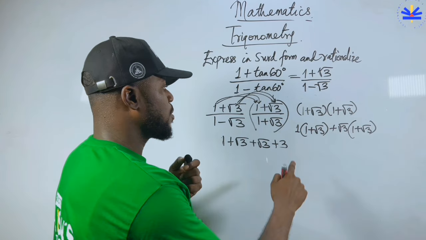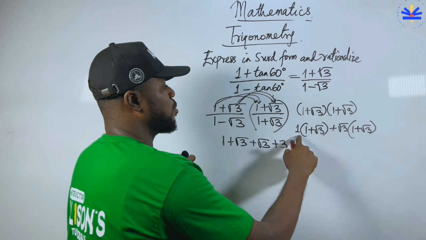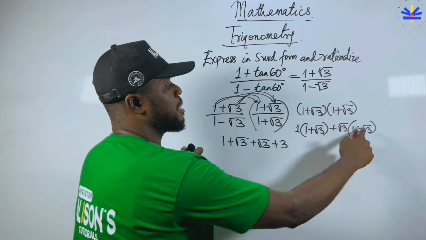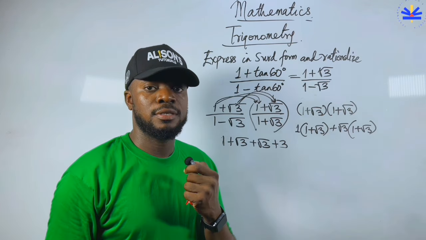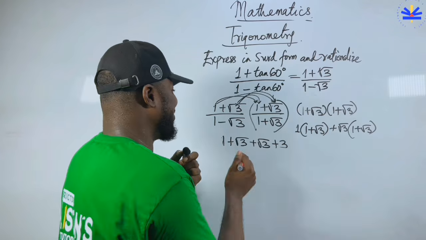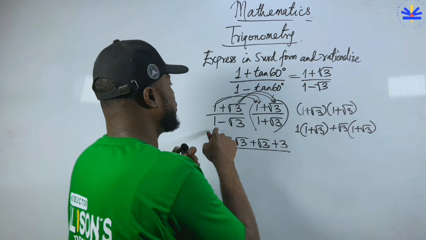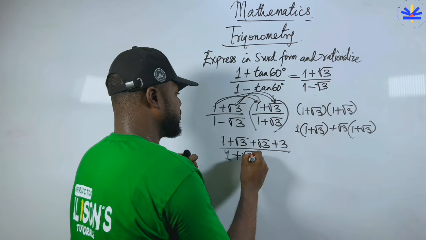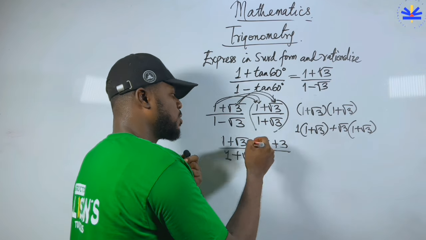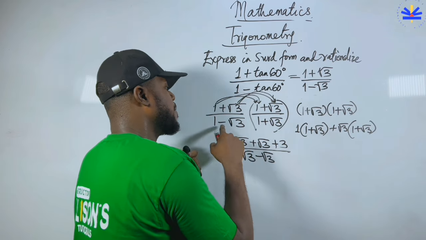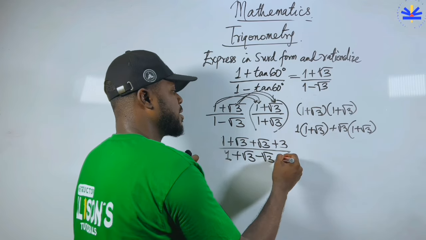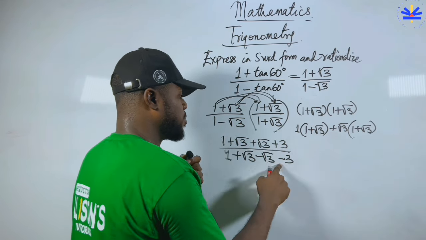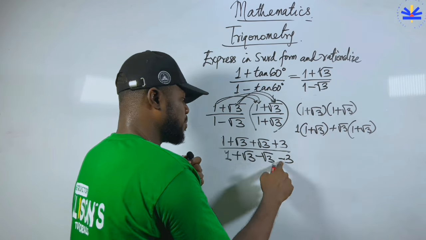Try them. 1 times 1, that is this one. 1 times root 3, that is this one. Root 3 times 1, that is this one. Root 3 times root 3, that is this 3. Now divided by the denominator: 1 times 1 is 1. 1 times root 3, plus root 3. Minus root 3 times 1, minus root 3. Minus root 3 times plus root 3, that is minus 3. Plus root 3 times root 3 will give you 3. Minus times plus will be minus.